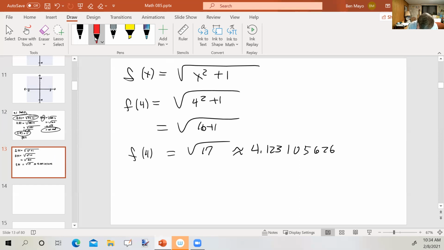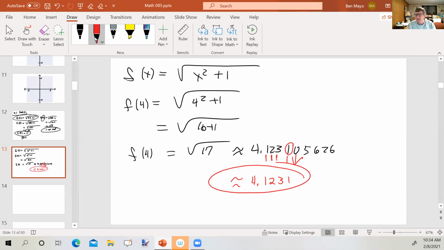And this is the ones, the tens, the hundred, excuse me, wrong. This is the tenths, hundredths, thousandths, 10,000ths. So basically we're rounding to 4 places. The 0 would round down. So our answer would be 4.1231 to the nearest 10,000th. Any questions about that?